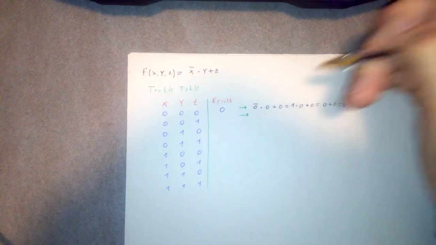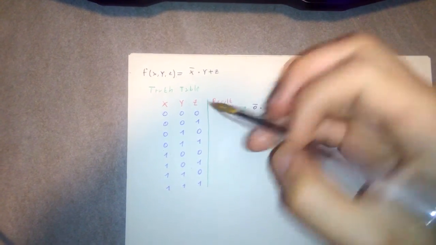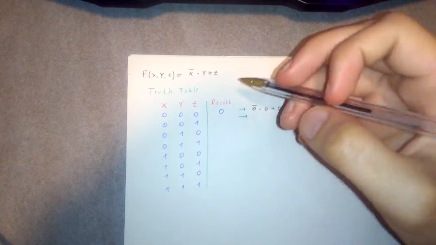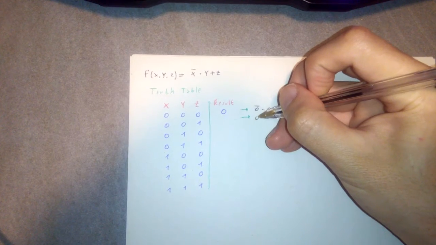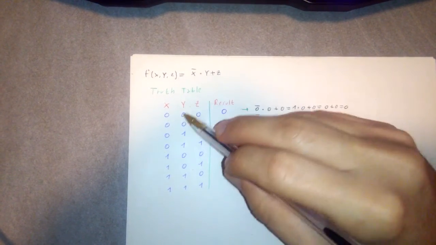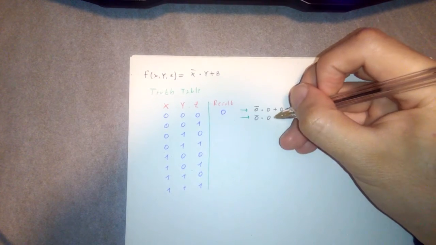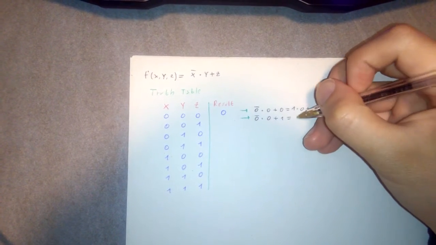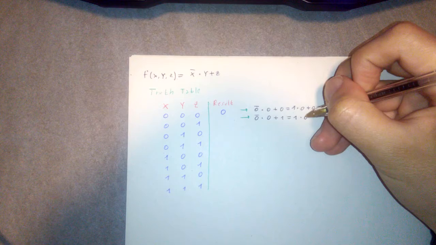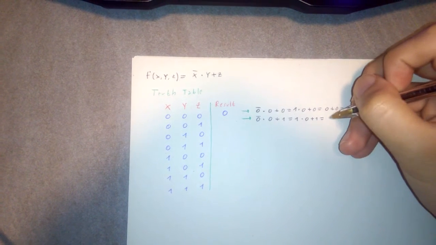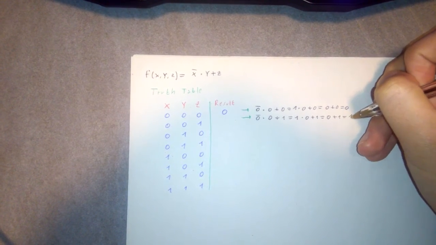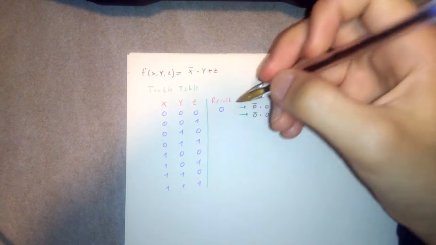And we're going to do this again. So 0, 0, 1. We get not 0, because x is 0, times y, which is 0, plus 1. Not 0 is 1, times 0 plus 1. So 1 times 0 is 0, plus 1 is 1. So we get a 1 here.